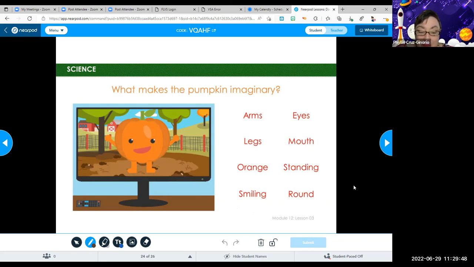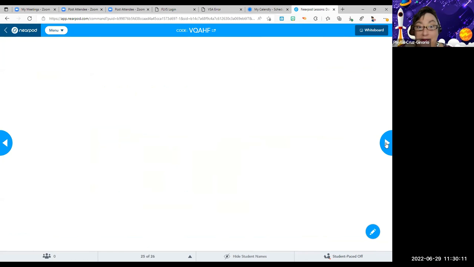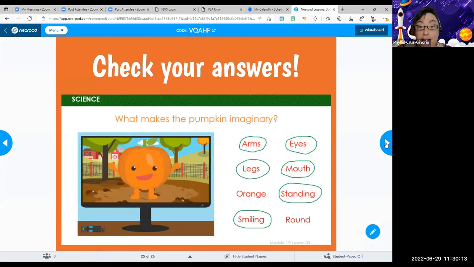Okay, so which ones do you think you would want to circle that prove that this is not a real pumpkin? It is imaginary, something someone made up. It's fake, fake, fake. What makes it fake? Okay, let's see if you chose the right answers. You ready? Check your answers.